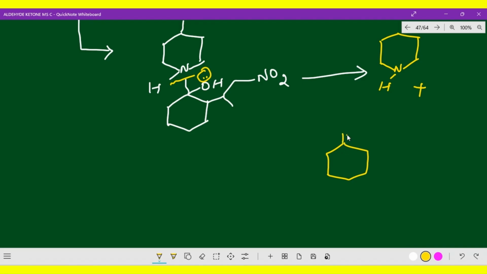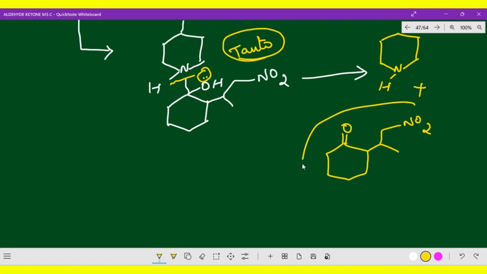So you will get the double bond O. See here the enol formation. So this is the tautomerism part, right? So keto-enol, this is enol formation. Keto form, so hydrogen removal. So here you get double bond O, and here you will get the nitro group which is attached. So this is the major product. I hope you got the clarity.